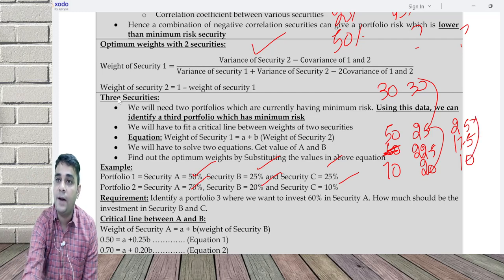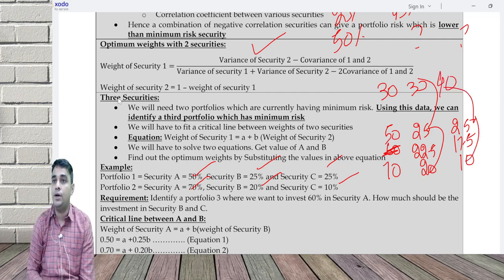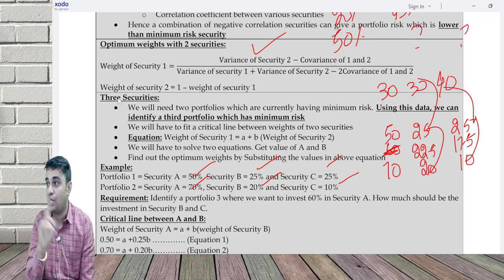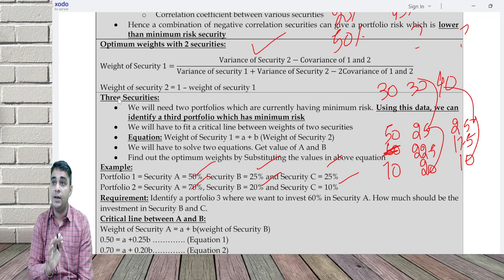10 to 25, 25 to 40. Put together, it will add up to one. If it's not adding up, you have made an error somewhere.